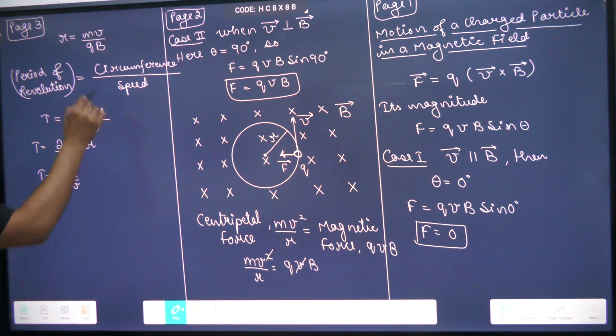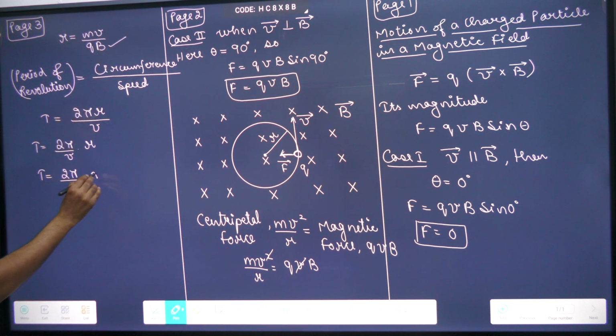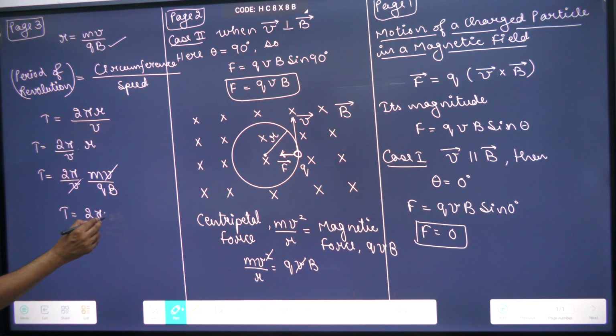What is this small r? Small r is mv upon qB. Let's cancel out v by this v. So T is equal to 2 pi m upon qB.